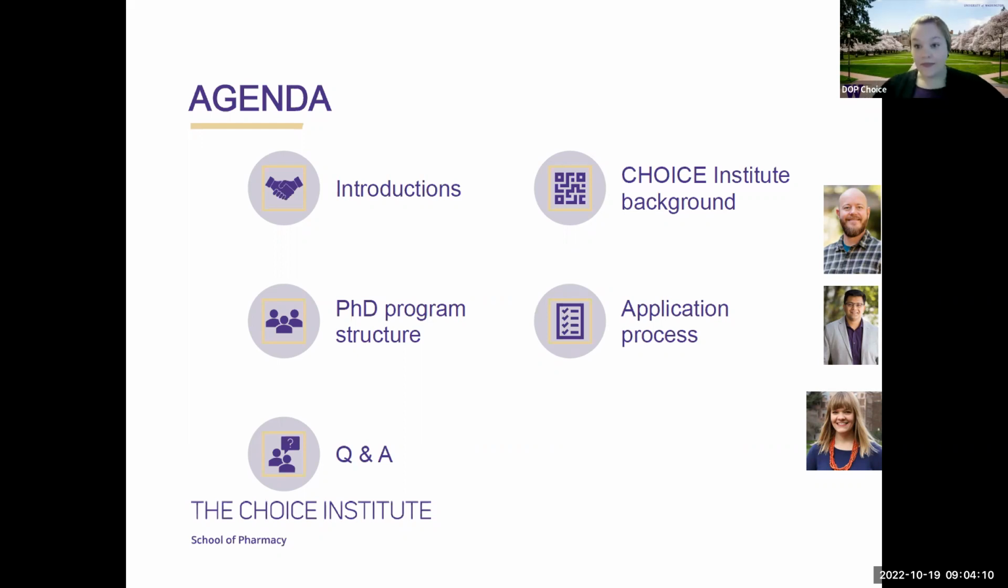Hi, everyone. Welcome. My name is Yilin Chen. I'm currently a fourth-year PhD student at Choice Institute, also a PhD candidate. I have a background and training in public health, also here at UW. I look forward to sharing more information from a student perspective.